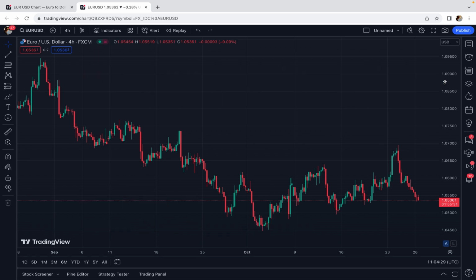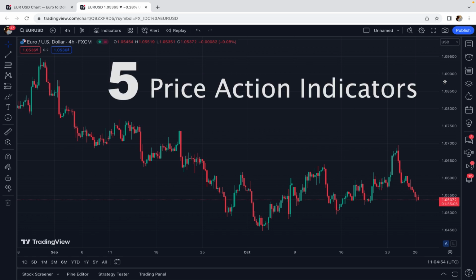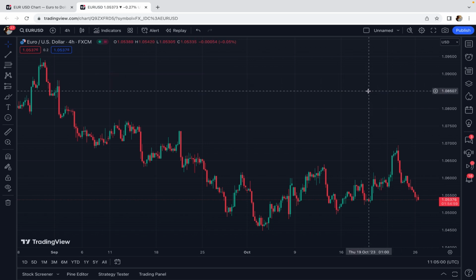On the TradingView platform, there are some price action indicators that are a great help for analyzing the price action and developing your skills in price action trading. In this video, I'm going to introduce 5 price action indicators that are very useful in analyzing the price chart. Let's begin with the first one, which is a support and resistance indicator.